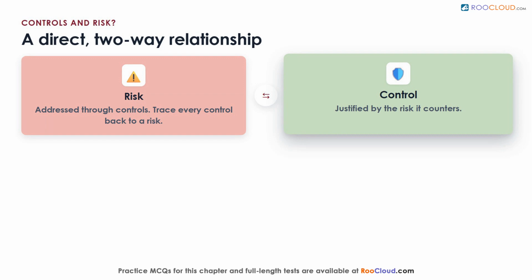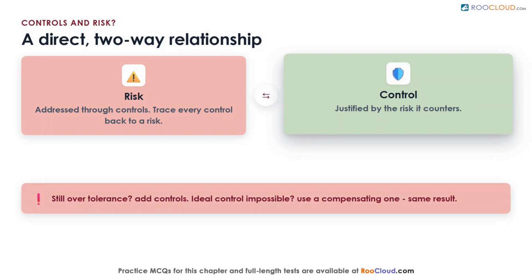What if the controls fall short? If risk still exceeds the organization's tolerance, add more controls. If the ideal control is impossible, consider a compensating one, but it must achieve the same protective result.